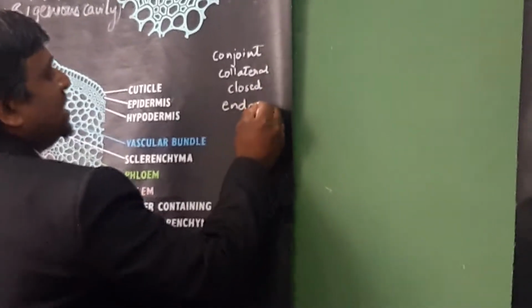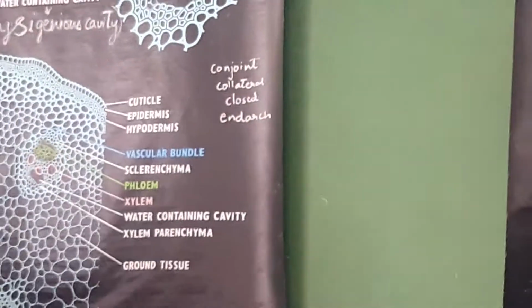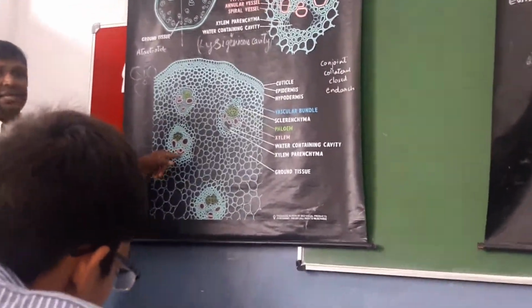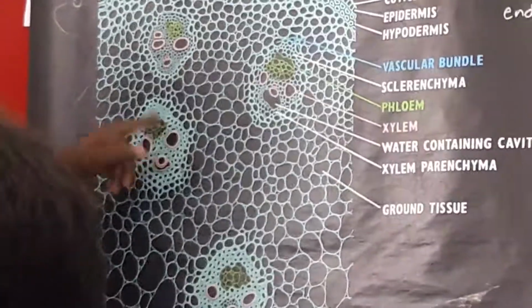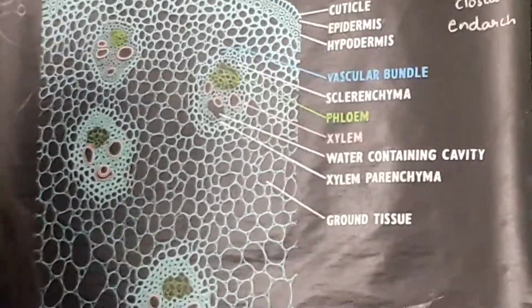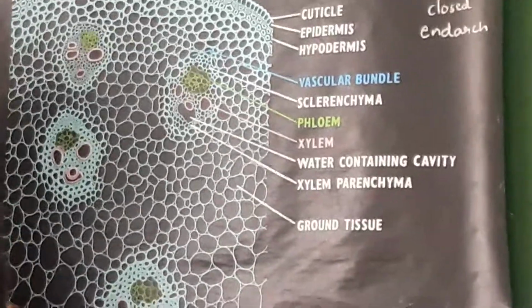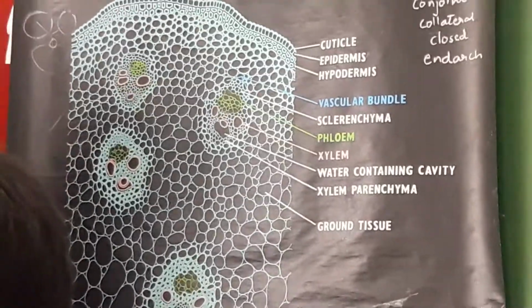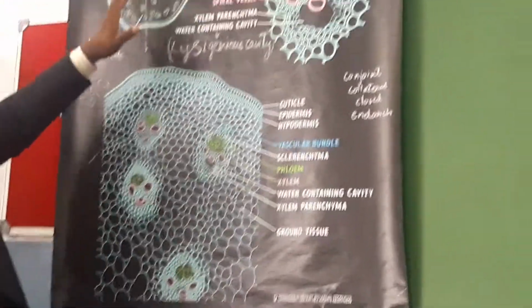Why is it called endarch? Because what you have to notice is protoxylem is towards the center, metaxylem is towards the periphery. Protoxylem is towards the center and metaxylem is towards the periphery. So that is what you have to remember regarding this ground plan of it.